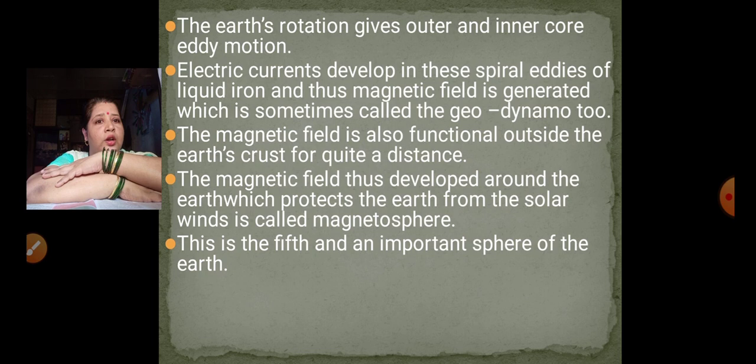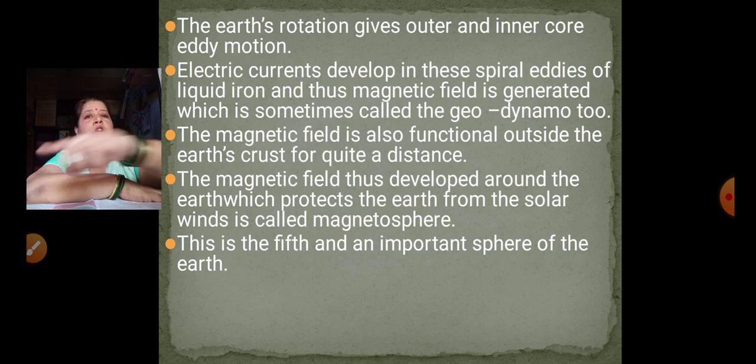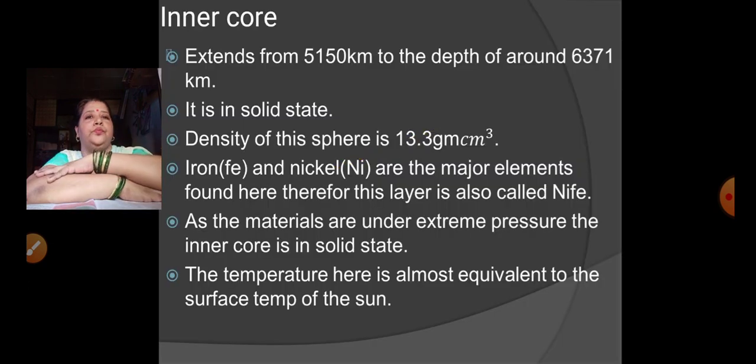This is called the magnetosphere. So what is a magnetosphere? The magnetic field developed around the Earth which protects the Earth from the solar winds is called the magnetosphere. Now this magnetosphere is the fifth and an important sphere of the Earth. Okay children, so this is about the outer core. Now let's talk about the inner core.